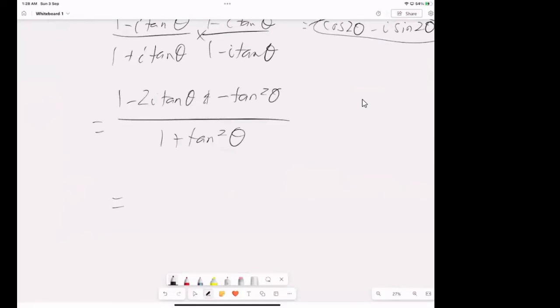Let me just check. A square plus b square. So you have 1 plus tangent square theta, and that is secant square theta. So we have something, right? So 1 minus tangent square theta minus 2i tan theta, over secant square theta. Okay, let me see what we can do here.